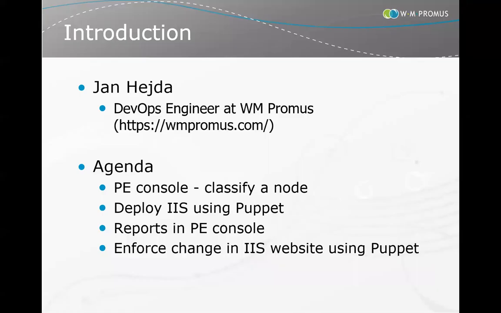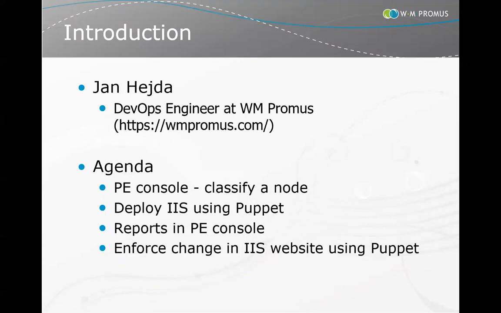My name is Jan Hejda, I work as a DevOps engineer at WM Premise, and today I would like to talk about Puppet. Puppet is a configuration management tool that allows you to automate management of multiple servers and applications. It can also be used as a deployment tool. With Puppet you can easily deploy software and applications to your servers, and that is what I will show you today.